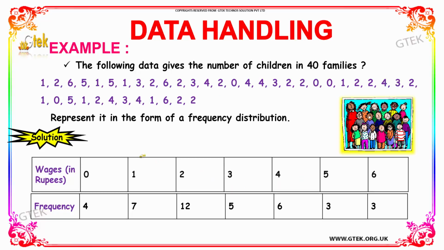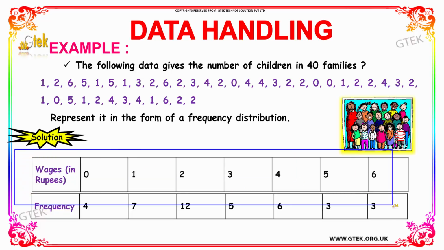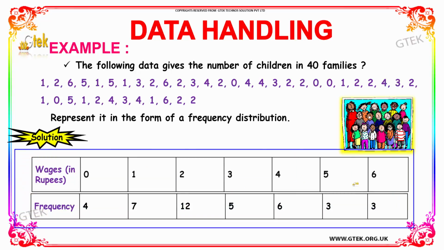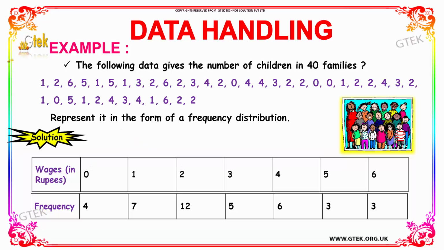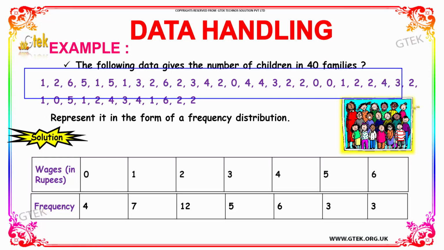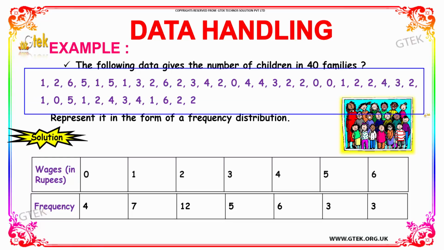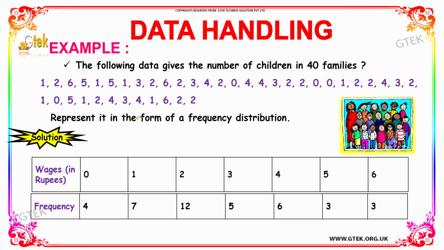So now this frequency distribution table gives us the information of how the children and the wages are related and how it is distributed among this whole raw data. So that is the purpose of a frequency distribution table.